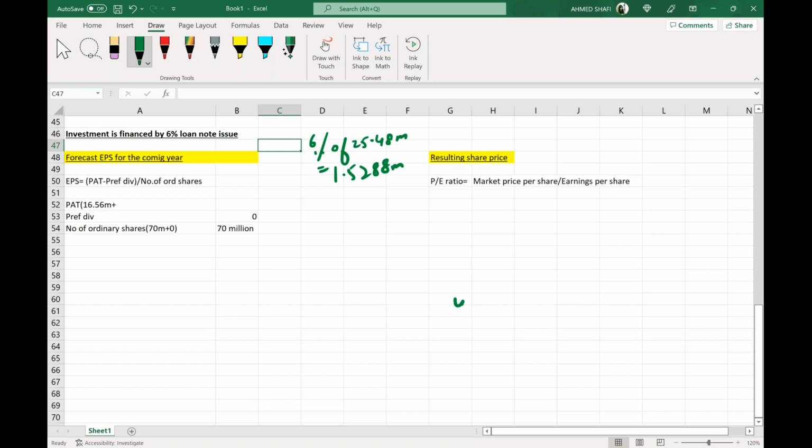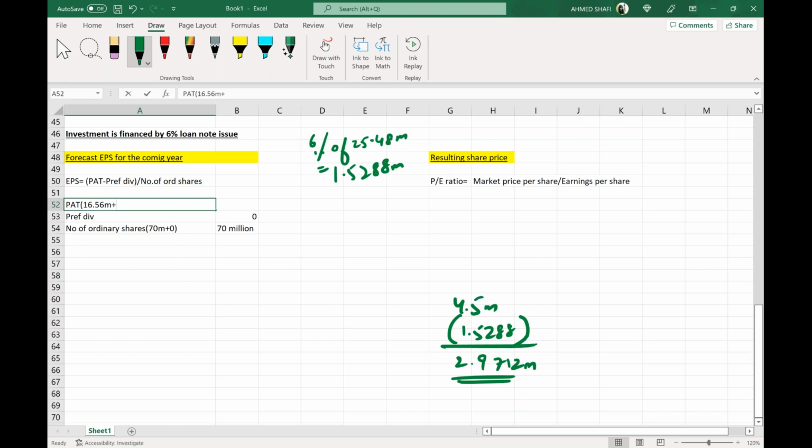So your profit increases by 4.5, but obviously in a rights issue, you get this whole profit, only the tax needs to be paid. But now when your profit increased by 4.5 million, you have to bear an interest cost of 1.5288 million. So now your net profit is only going to increase by 2.9712 million. In the previous case, in 16.56 million, I added 4.5, because my profit was increasing and I didn't have to pay any interest costs. But now, since it's a loan note issue, my profit will increase by 4.5, but I have to pay 1.5288 interest. So my profit will only increase by 2.9712.